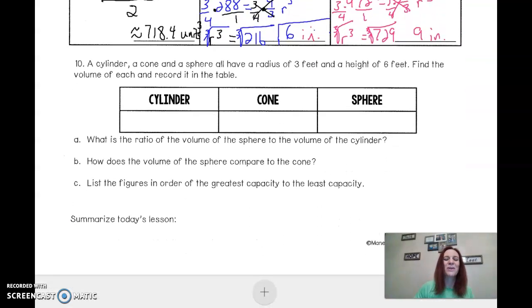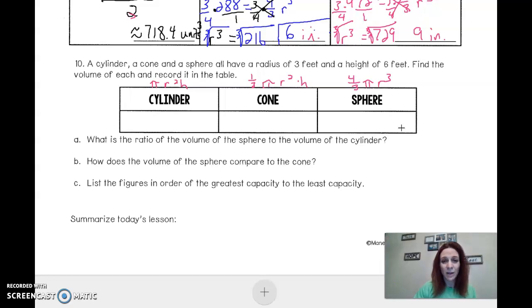A cylinder, a cone, a sphere all have a radius of 3 feet and a height of 6 feet. Find the volume of each and record it in the table. Cylinder: pi times the radius squared times the height. Cone: 1/3 pi times the radius squared times the height. Sphere: 4/3 times pi times the radius cubed.